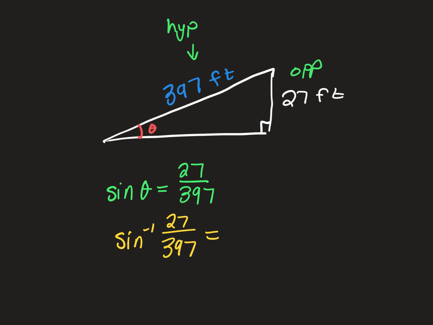What'd you get? 3.899. Did I do it wrong? No, you did it right, I was looking at the wrong problem. Right, so that means that angle is 3.89, or roughly 4 degrees. It's a very tiny angle.